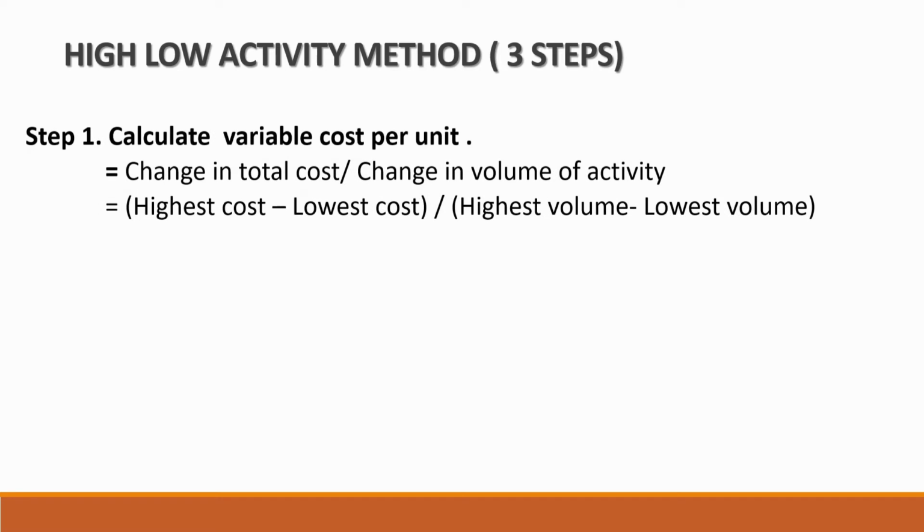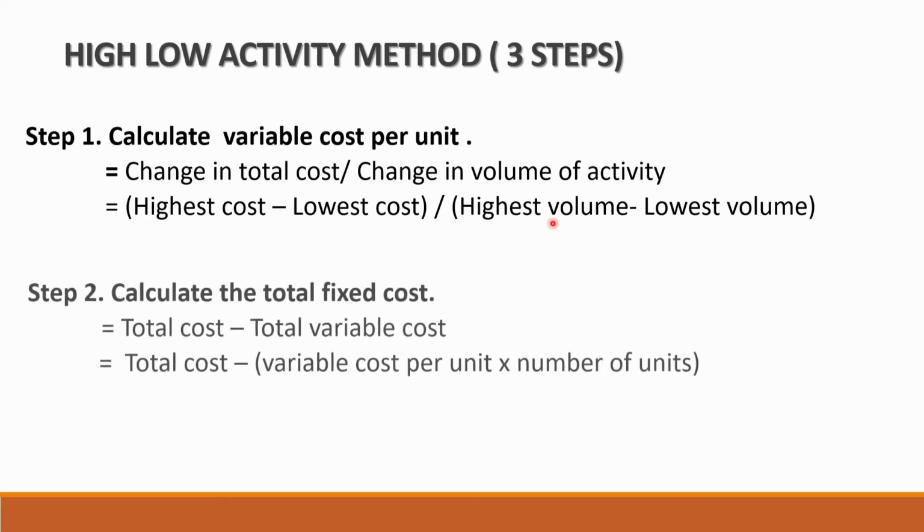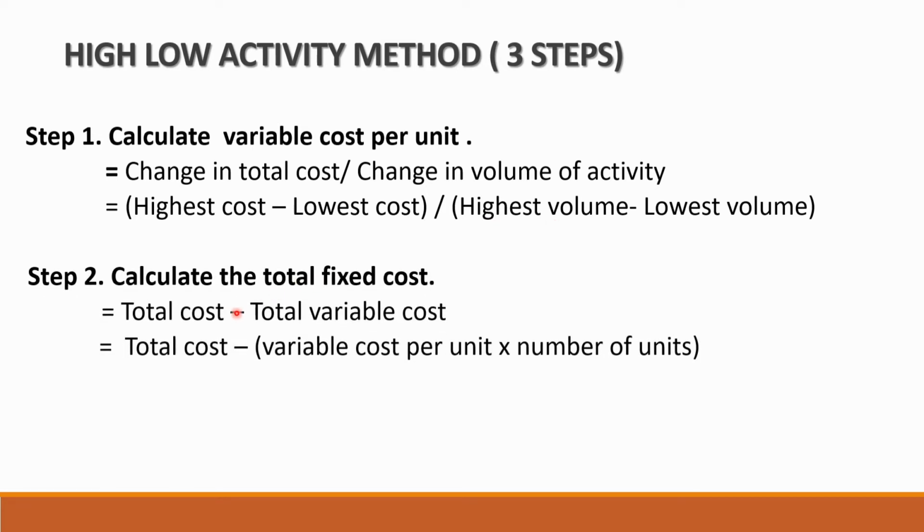Okay, when you want to use the high-low activity method, there are 3 steps. Number 1, calculate variable cost per unit. The formula is highest cost less lowest cost divided by highest volume less lowest volume. And step number 2, calculate the total fixed cost. The formula is total cost less total variable cost.